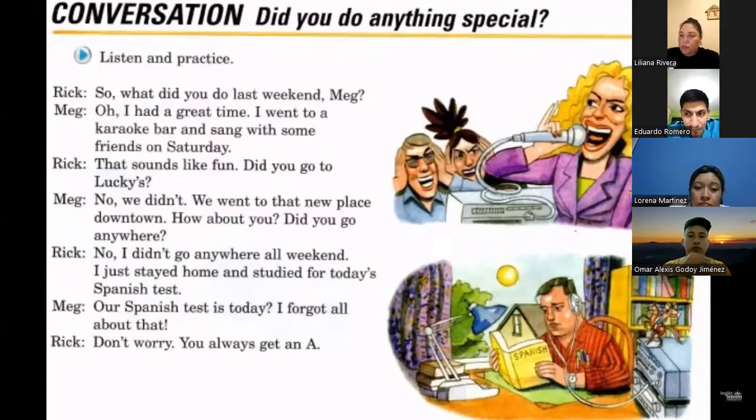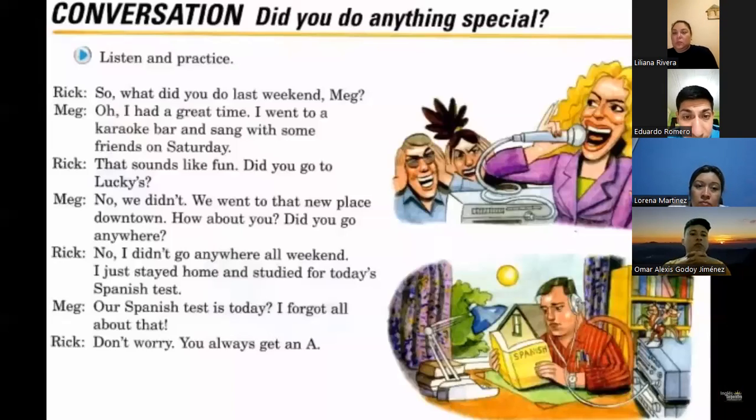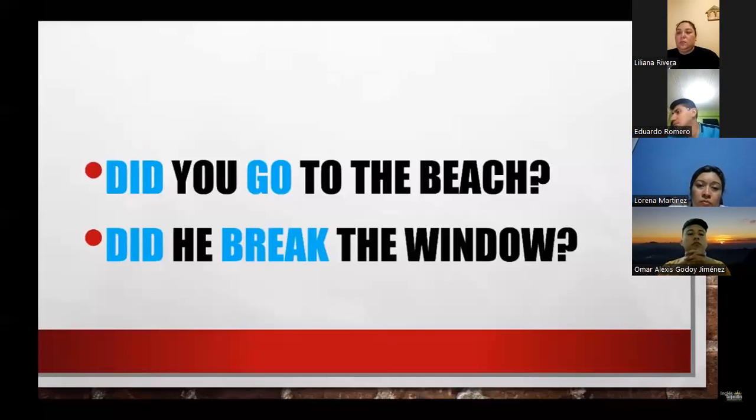Forget. It's the past of forget, which means olvidar, right? So olvidó, right? Forgot. And well, that's all, right? So perfect, guys. So now, let's move on.